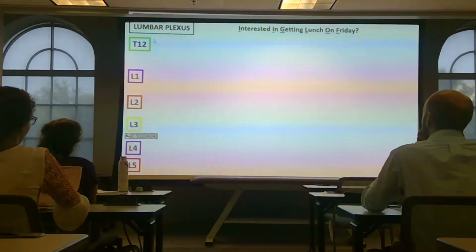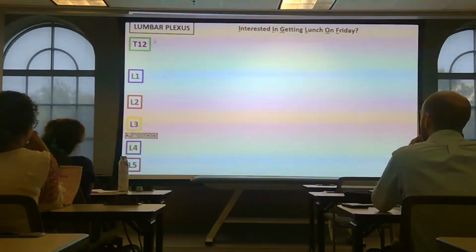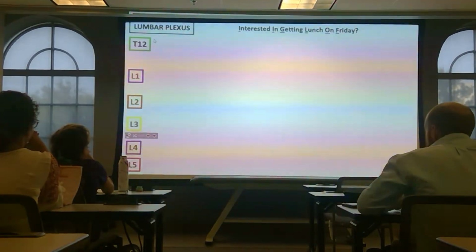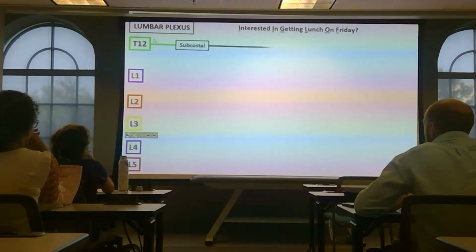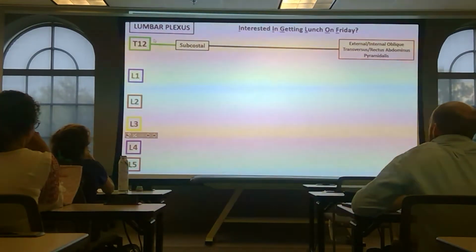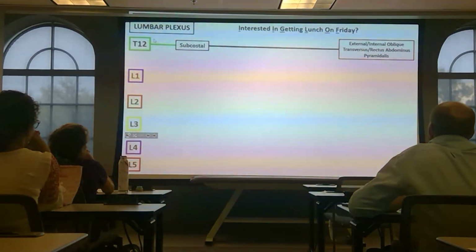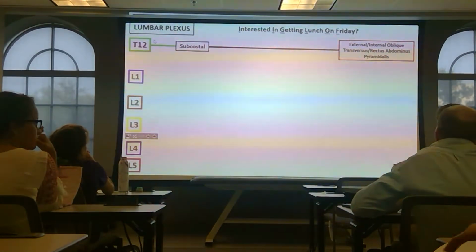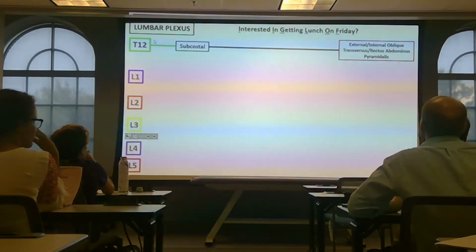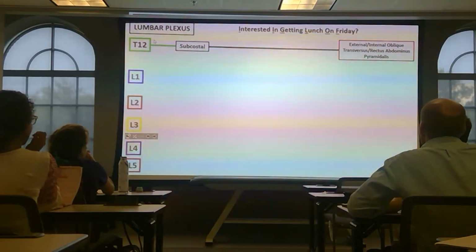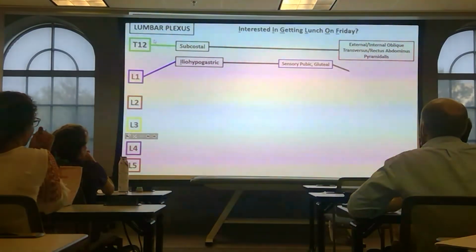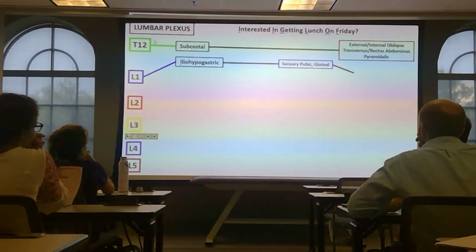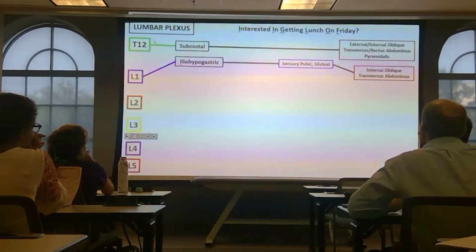All right, here's our lumbar plexus drawn out. And again, if he talks about it in lecture, it's fair game. Okay, so, interested in getting lunch on Fridays. We have our T12, which comes out to our subcostal. Anything in red is going to be motor. Anything in blue is going to be sensory. Motor to the internal and external oblique, the transversus and rectus abdominis, and the pyramidalis. There's our iliohypogastric, which is sensory to our pubic and gluteal region, and motor to our internal oblique and transversus abdominis.